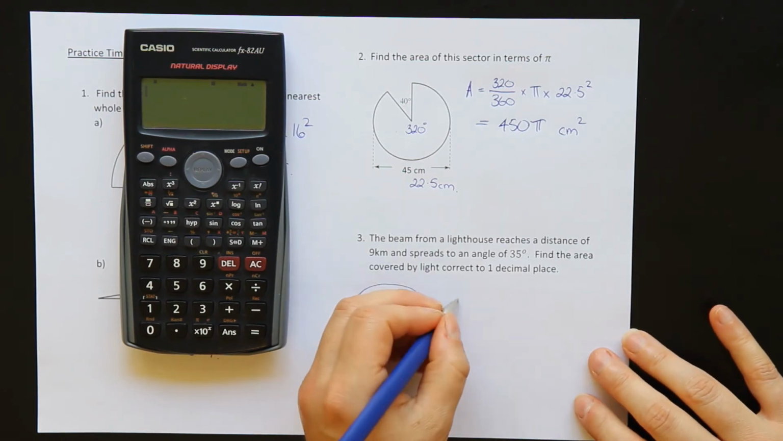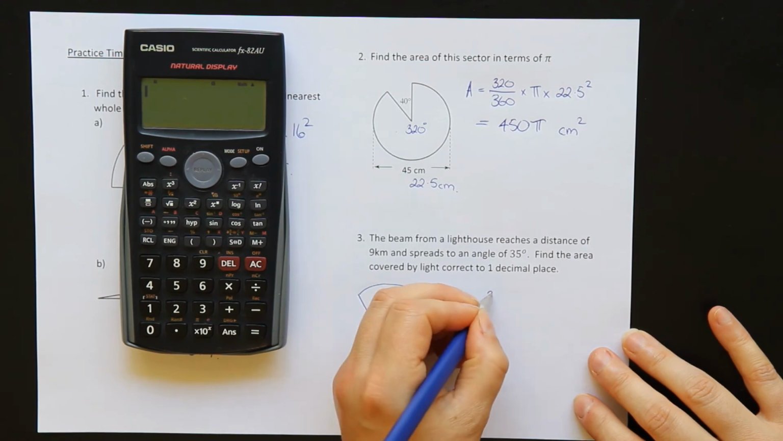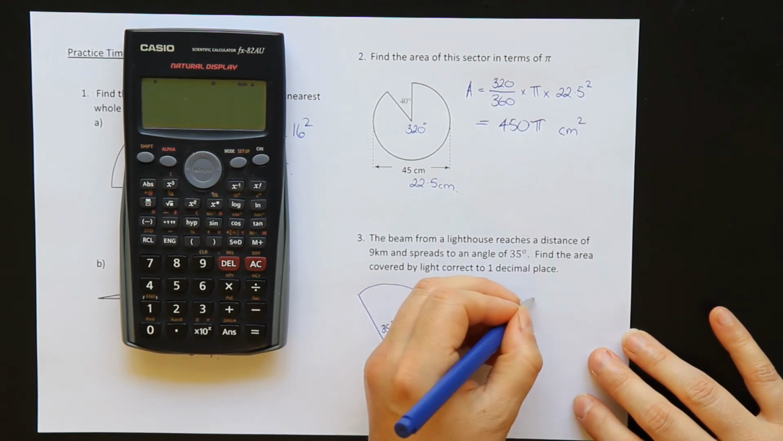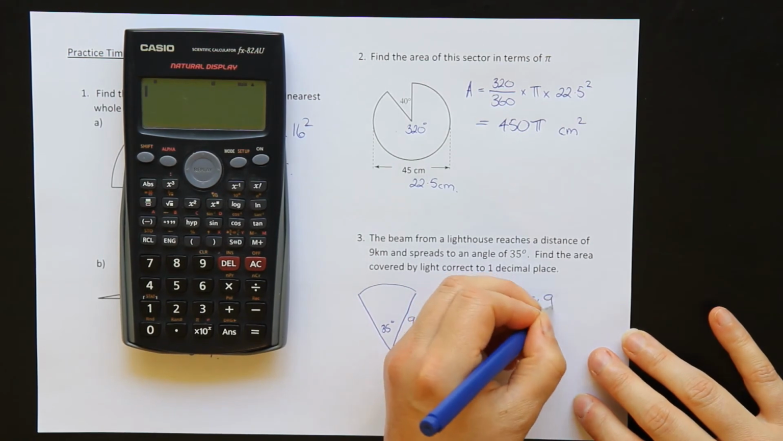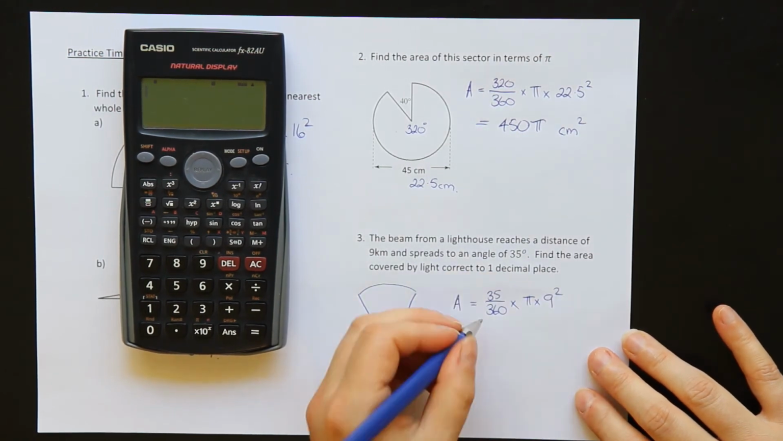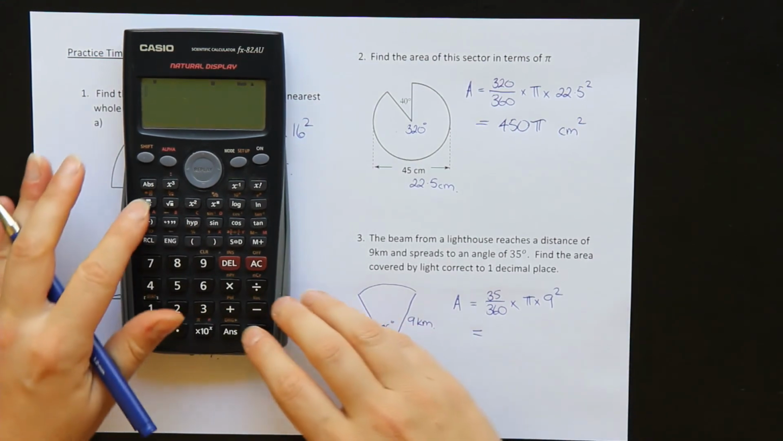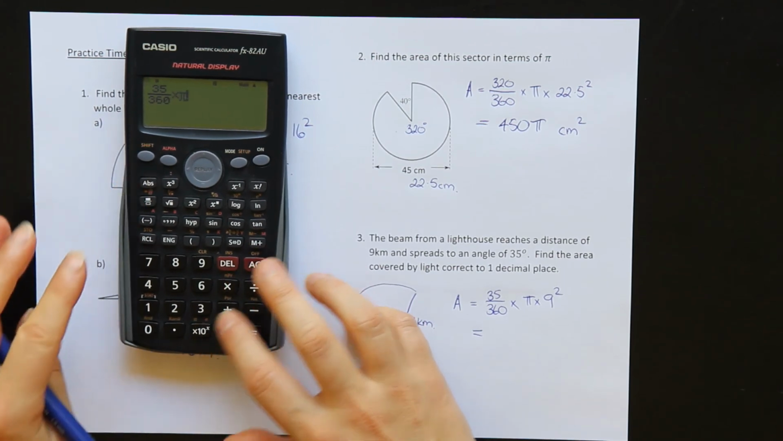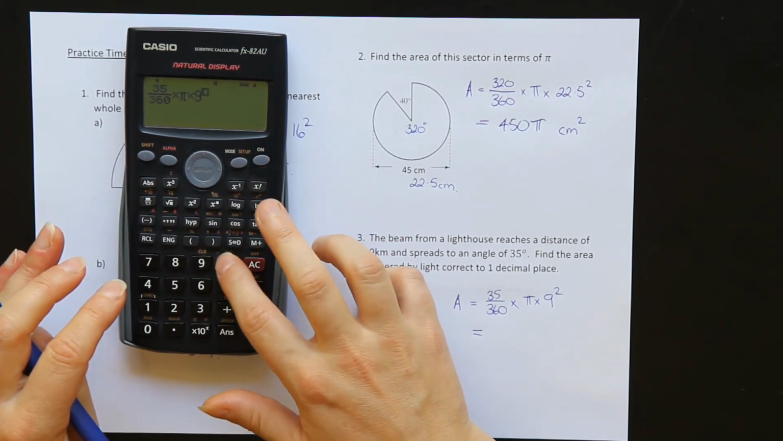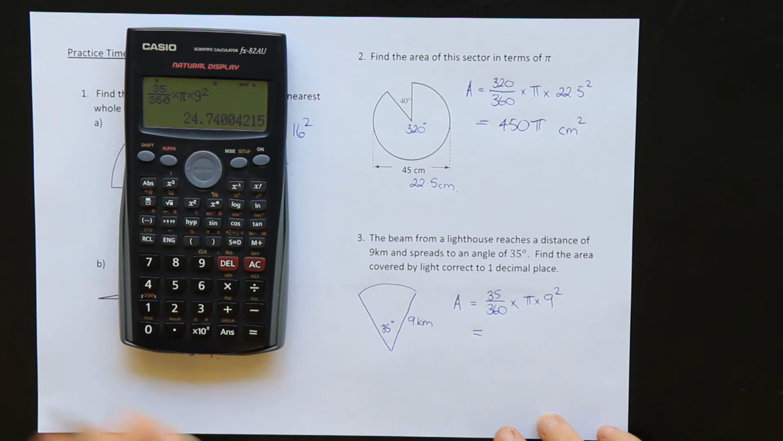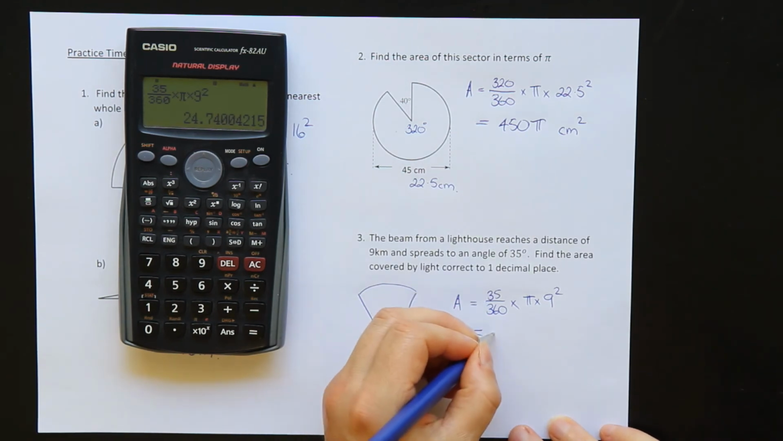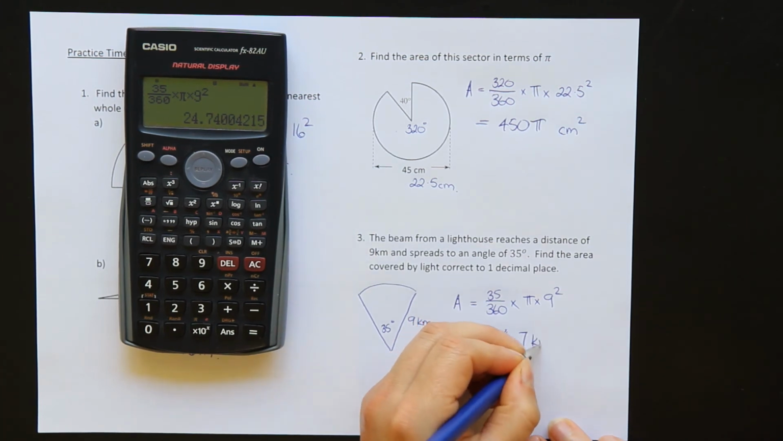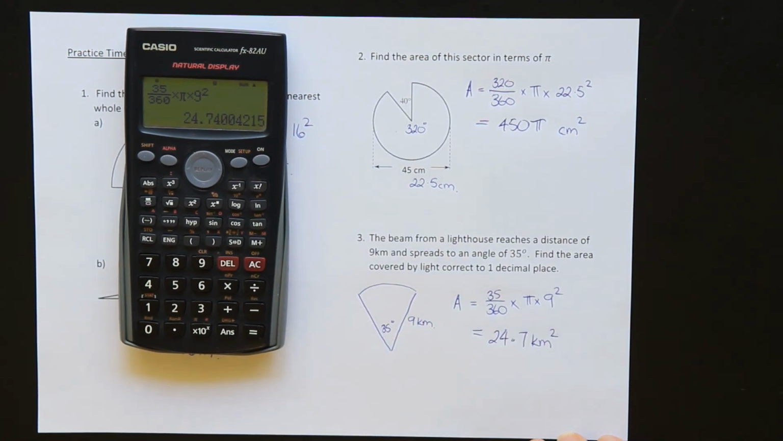So area of that sector is 35 degrees out of 360 degrees times by pi r, which is 9 squared. In the calculator, 35 over 360 times pi times 9 squared equals, to one decimal place, 24.7 kilometers squared. And that's it.